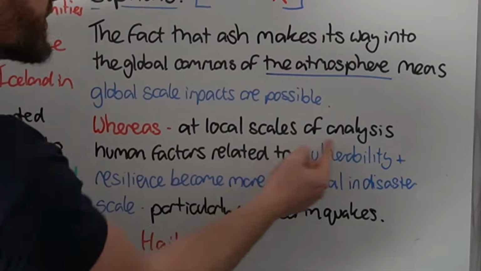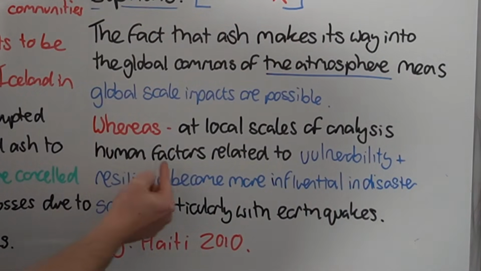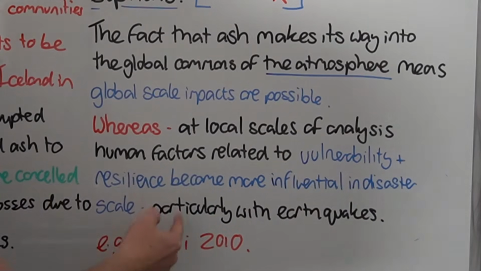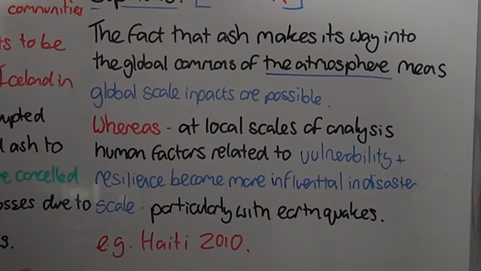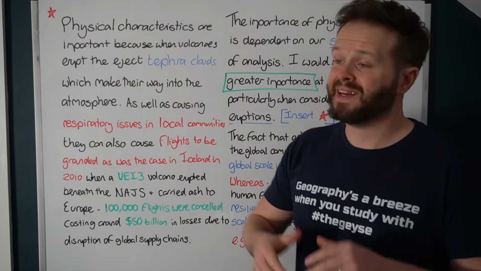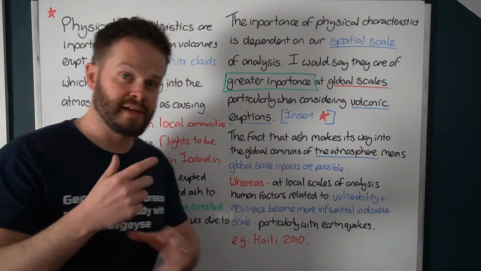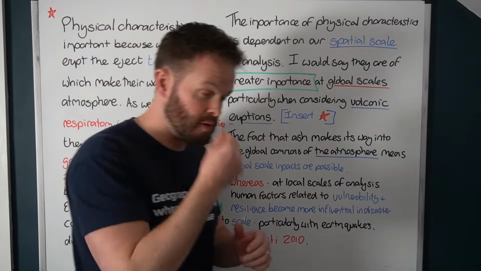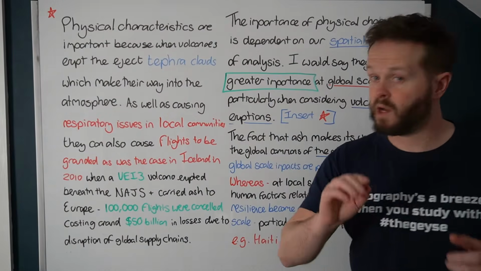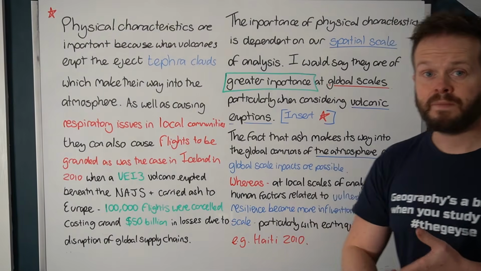Whereas at local scales of analysis, human factors related to vulnerability and resilience become more influential in disaster scale, particularly with earthquakes. Bring in Haiti. And then what you're immediately doing is you're setting up the next paragraph that becomes the next side of the debate, the next side of the argument. And suddenly, before you know it, you've got a couple of paragraphs where you've got judgment, you've got location-based AO1, you've got theory, you're onto a winner.